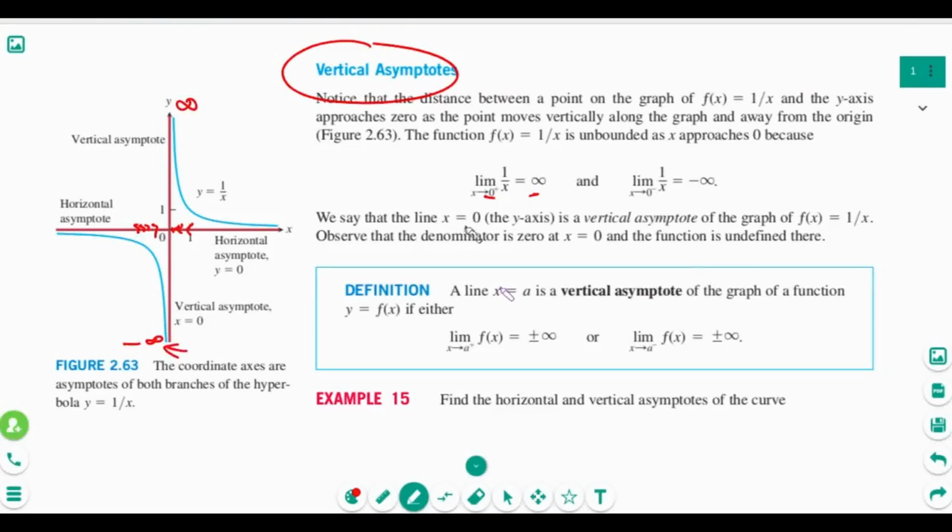Now we see the line x equal to 0 here. This line is the vertical asymptote for the given function. The definition is given as: a line x is equal to a is the vertical asymptote of the graph of function y equal to f(x) if either the limit as x tends to a plus of f(x) equals plus or minus infinity, or the limit as x tends to a minus of f(x) equals again plus or minus infinity. So as x approaches a plus or a minus, if the function goes to infinity, we can say there is a vertical asymptote.